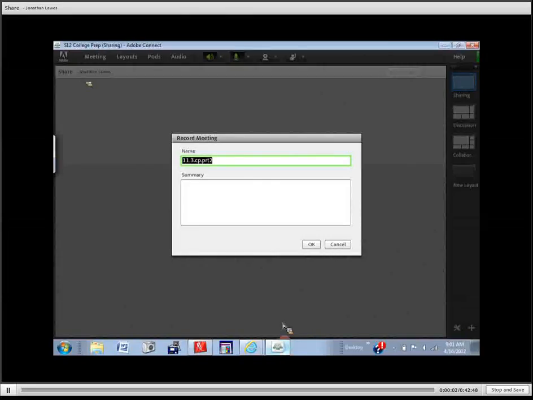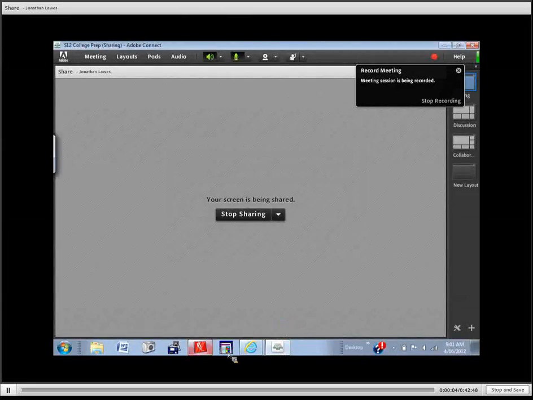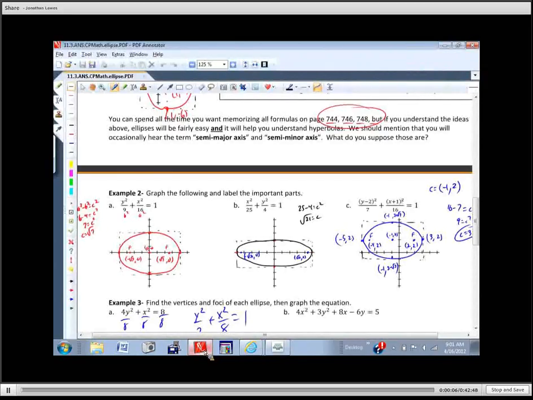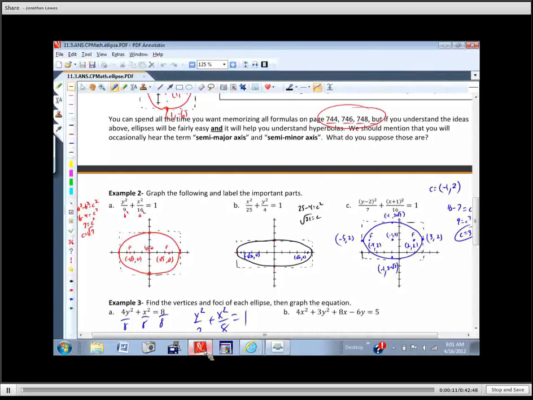Make sure you've got 11.2 and 11.3 pretty well figured out because you're going to have a quiz on both of those. 11.2 is due tomorrow, and 11.3 won't be due until Wednesday. Okay? Everybody clear there? All right.